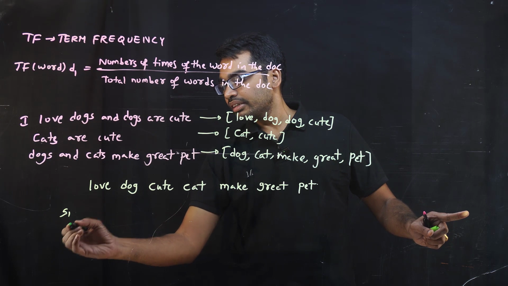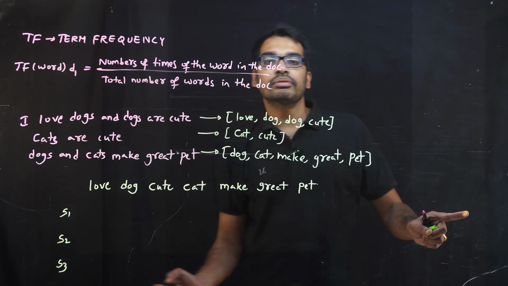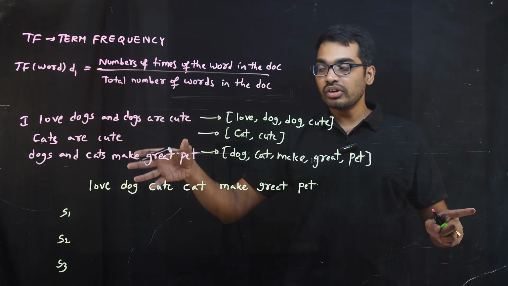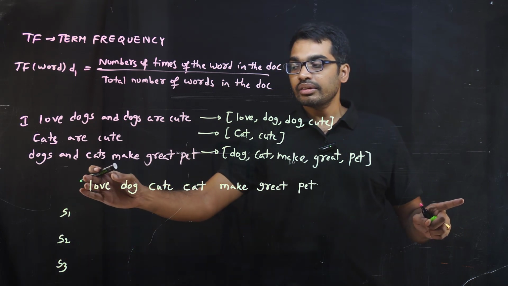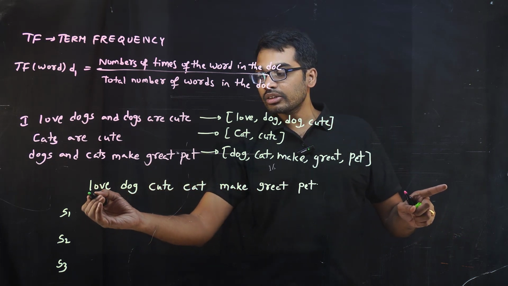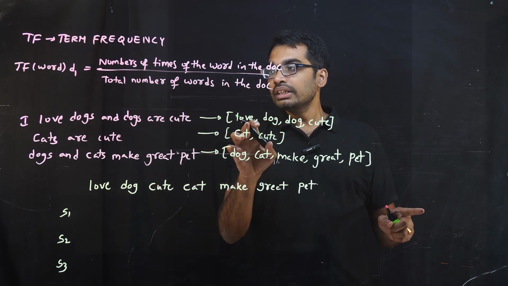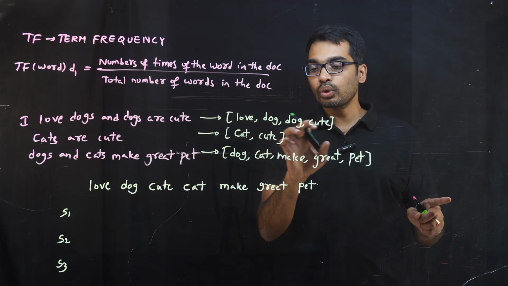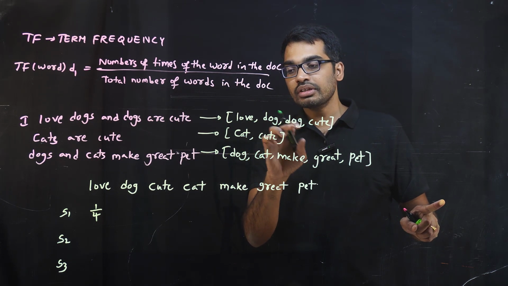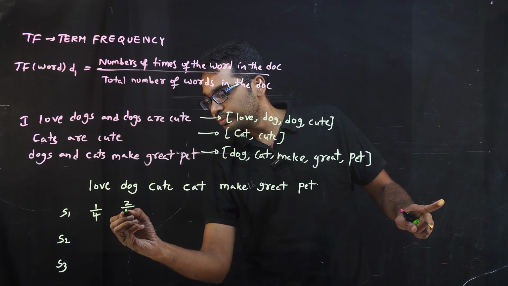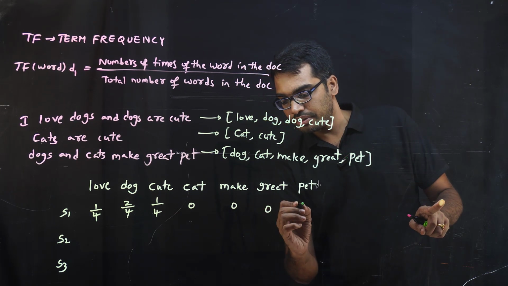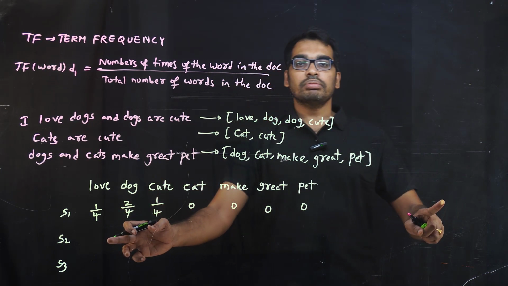So sentence 1, sentence 2, sentence 3, in the similar format that we discussed with the bag of words: the documents become rows and the columns become the vocabulary of the words. Then the value you calculate is the term frequency. The term frequency of love is the number of times the word appears, so out of a total of 4 words we have 1, so it is 1 by 4. Similarly, dog appears 2 times in this document, so 2 by 4. Similarly, cute is 1 by 4 and the remaining are 0. And then we have the cat and cute.